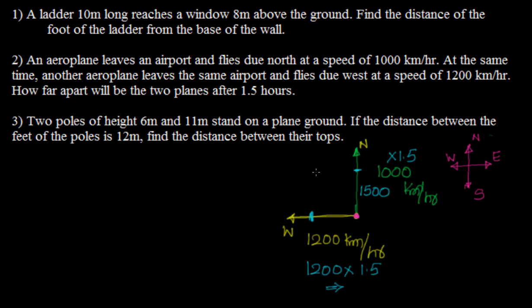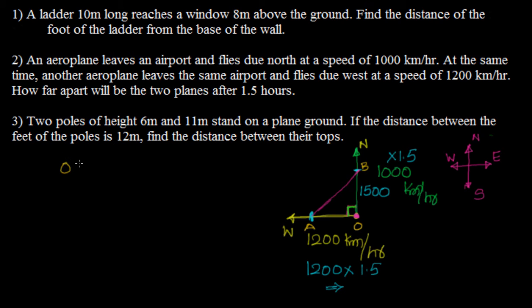Now what we need to find out? We need to find out the distance between them. That means you can see that you are forming a right angle triangle, and you need to find out the hypotenuse. Let us say this is A, O and B.